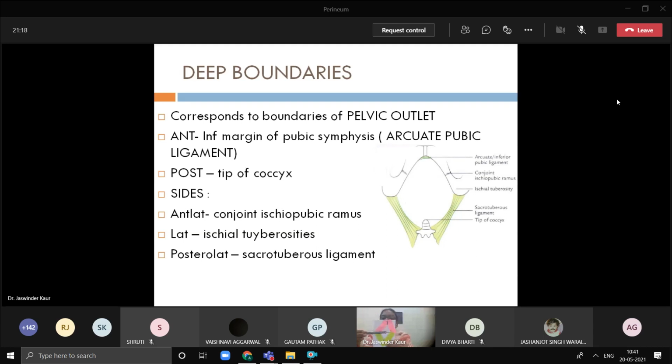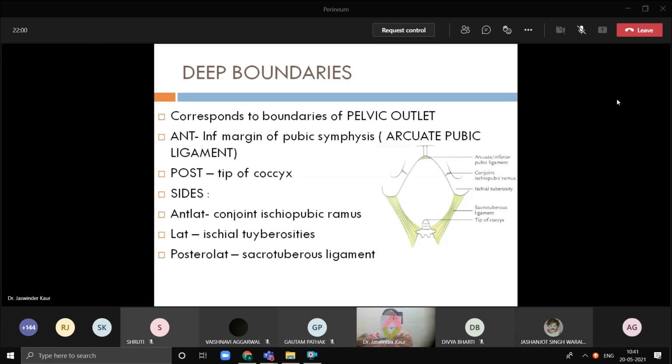So the pelvic outlet boundaries: anteriorly it is the pubic symphysis. Below the pubic symphysis, here there is a ligament joining the lower part of the pubic symphysis. That is known as the arcuate pubic ligament. So anteriorly, upper it is the pubic symphysis. Then on the sides it is the conjoint ischiopubic rami. Laterally it is the ischial tuberosities. Lower it is the sacrotuberous ligament, and most posterior is the coccyx.